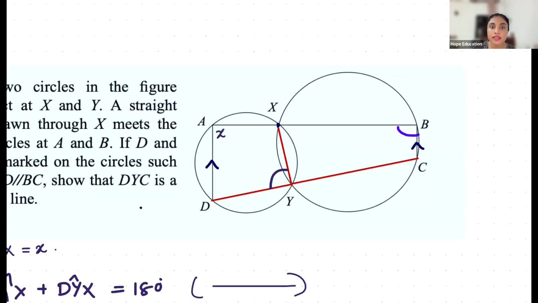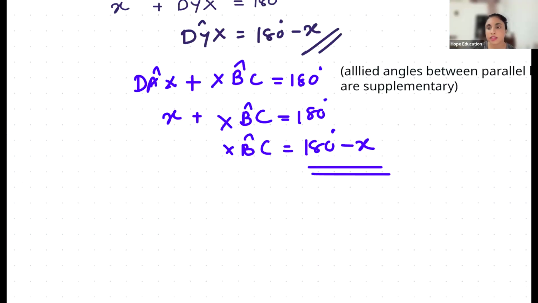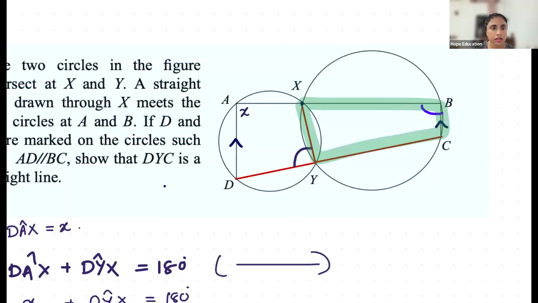Now I will consider this cyclic quadrilateral, XBCY. XBC. Now please excuse me.